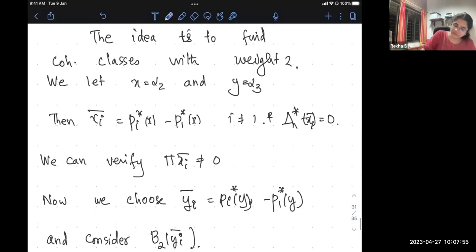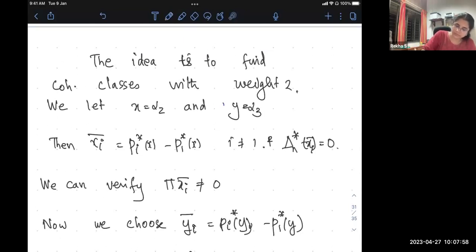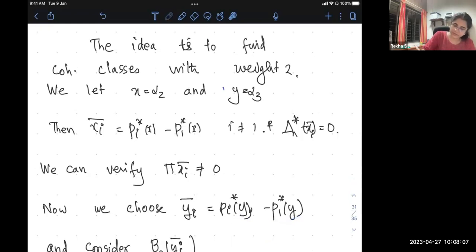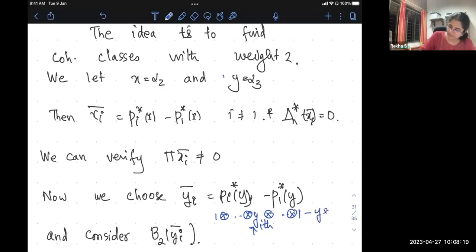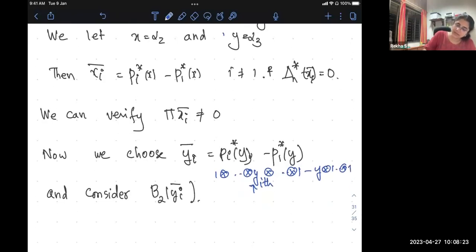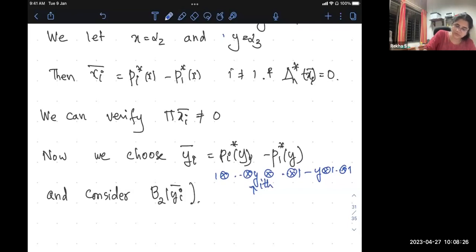Similarly, we will choose y to be alpha 3, and now we consider pi star y minus p1 star y. This is again an element which looks like one tensor y in the ith position, minus y tensor 1. And then we want to consider the Bockstein of this element.